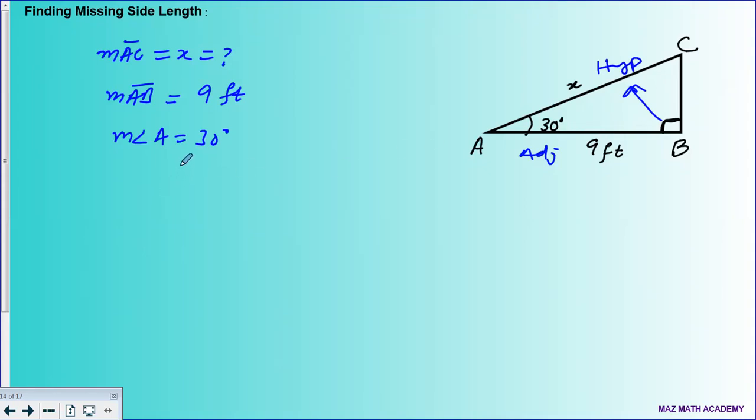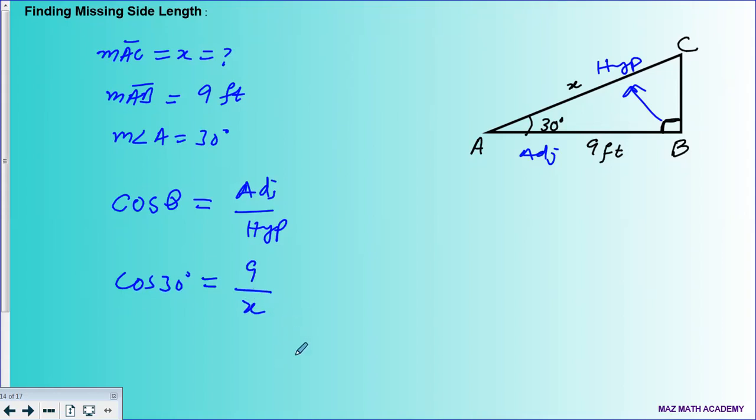Now, to find this length, we have to use one of the three basic trigonometric ratios. So which one will we use? As we need to find the hypotenuse and we are given the adjacent side, the ratio is cosine. So cos 30 equals adjacent side divided by hypotenuse. So the angle is 30 degrees, the adjacent side is 9, and the hypotenuse is x. We need to find it.